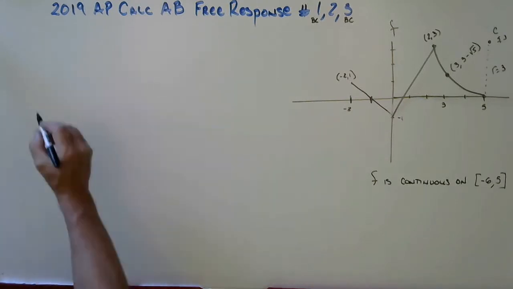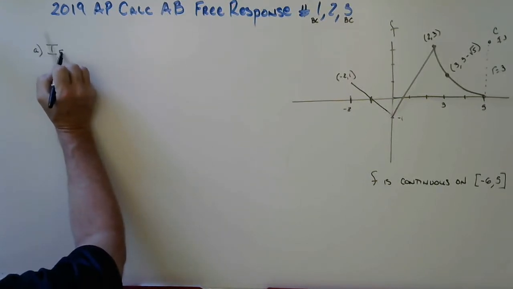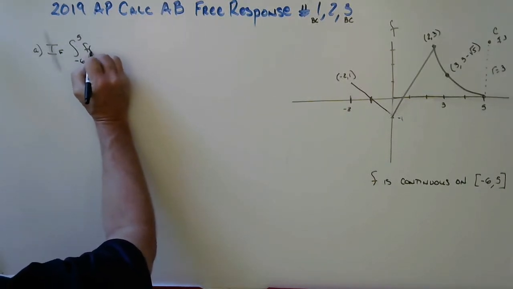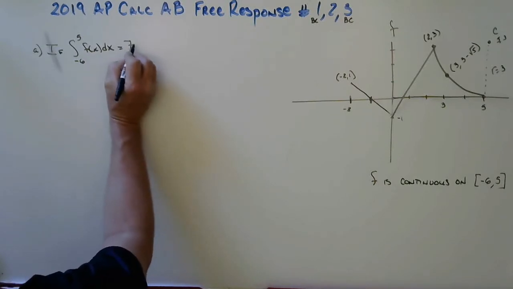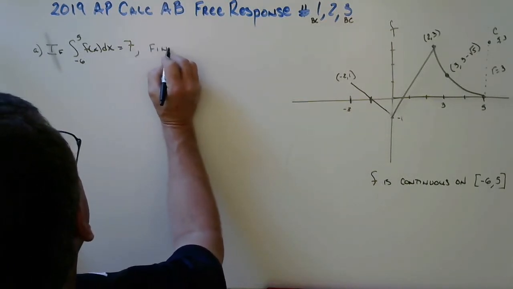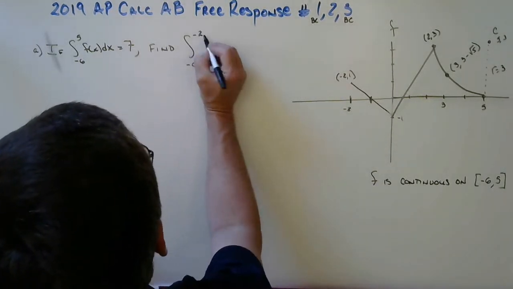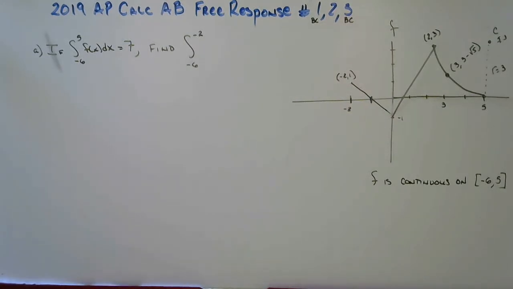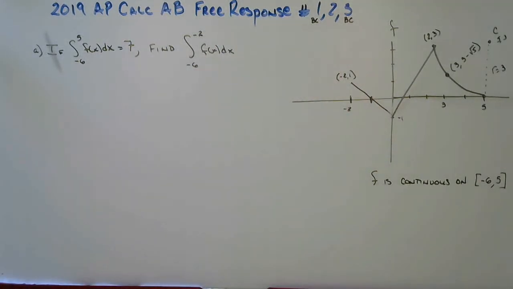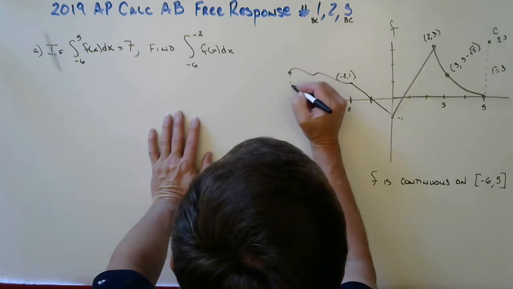Part A says, if the integral from -6 to 5 of f of x dx equals 7, find the value of the integral from -6 to -2 of f of x dx. So we don't know what the rest of the graph over here looks like, right? It goes all the way to -6. So let's just say the graph goes like this, and this is our point -6.